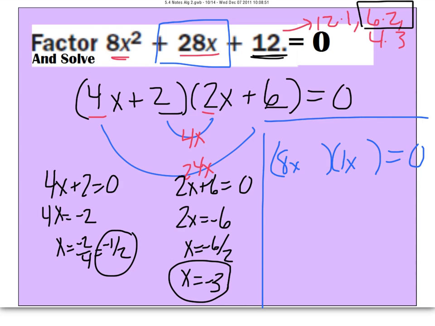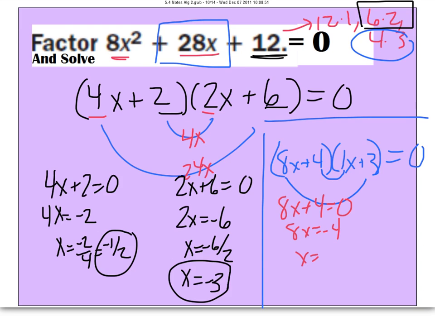And why don't we try, looks like 3 and 4 would work with this. If I did a plus 4, plus 3, let me just double check, that's 4, that's 24, that would be 28. Now look what happens, you guys, when we solve this, we're going to get the same 2 answers that we had before. So when you factor and solve, it's different. I'm going to subtract the 4, divide by 8, that will give me negative 1/2. Then this other one, when you solve it, you're going to get the negative 3. So we're going to get the same answers.